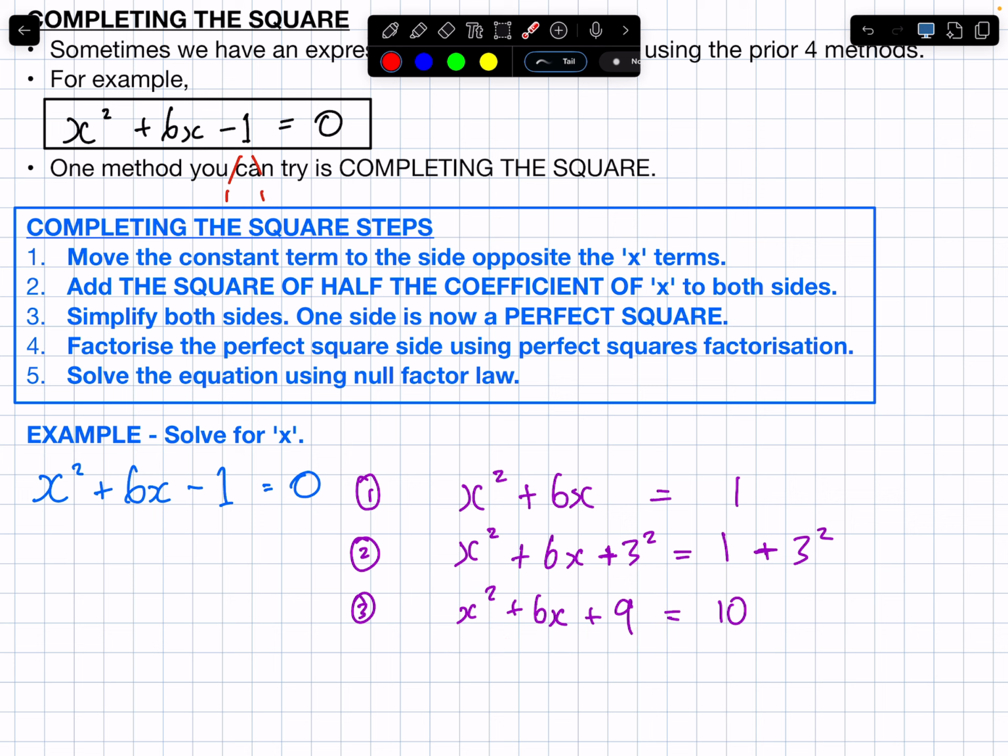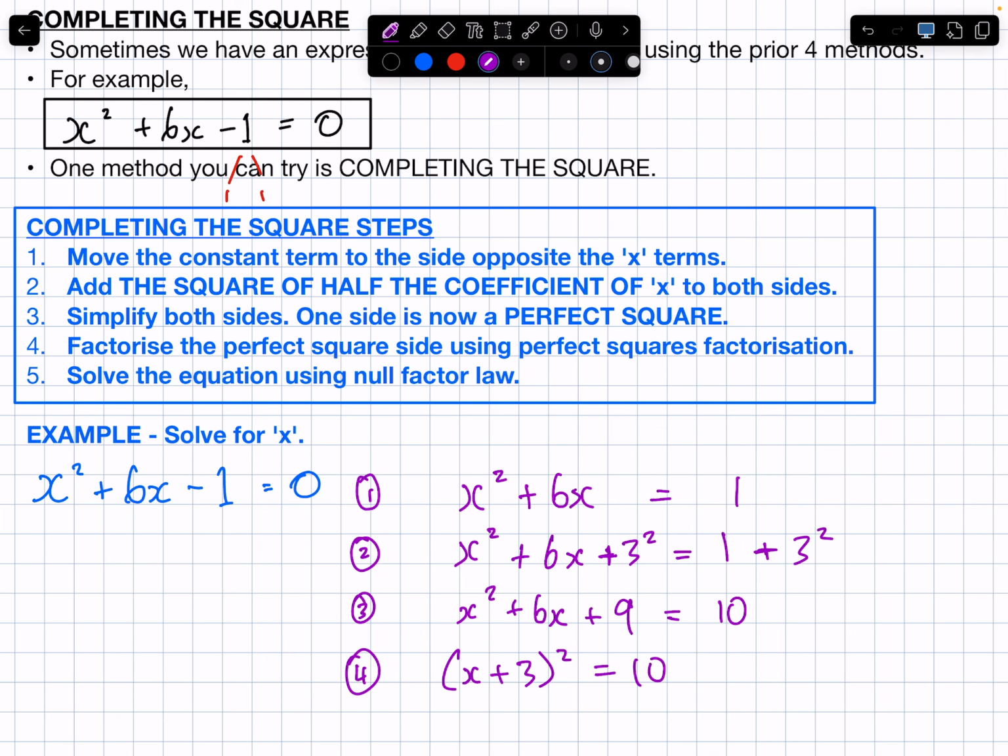Can we confirm? X squared. What is the square root of 9? 3. And is 6 the product of 3 times by x times by 2? It is a perfect square now. So now, step 4, we can factorize the perfect square side. Using perfect squares factorization, it's going to be x plus 3 squared is equal to 10.